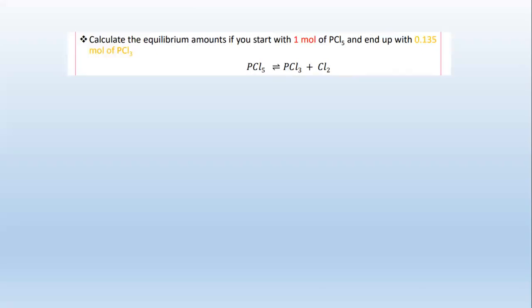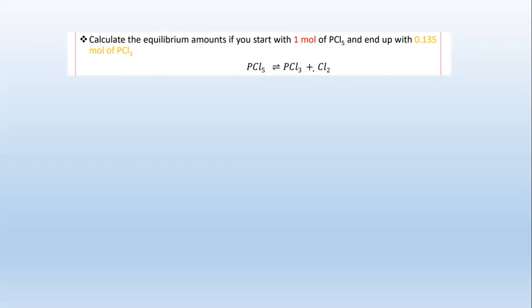Let's have a look at this example once more. They say to us, calculate the equilibrium amounts. They don't want Kp or Kc. They don't want the equilibrium constant. They just want equilibrium amounts, right? If you start with 1 mole of PCl5 and end up with 0,135 mole of PCl3, and then this is the chemical equation.